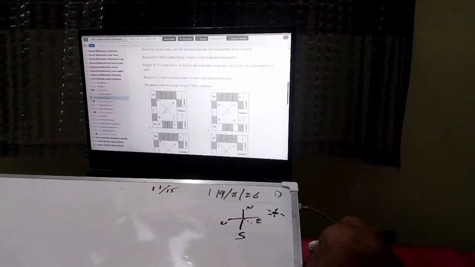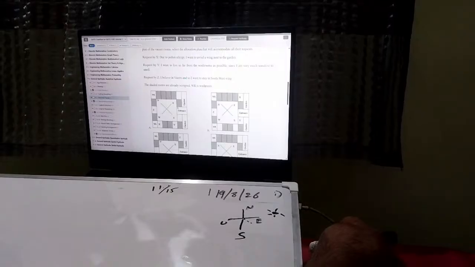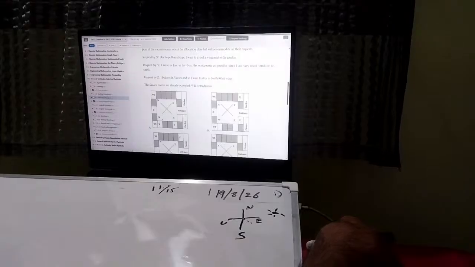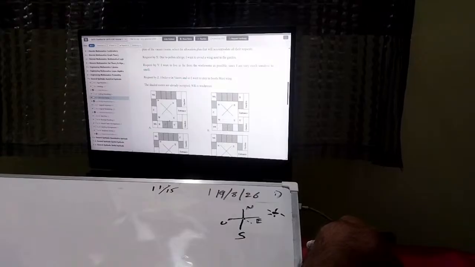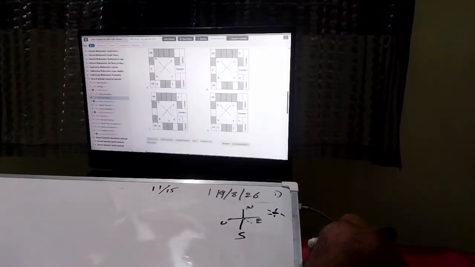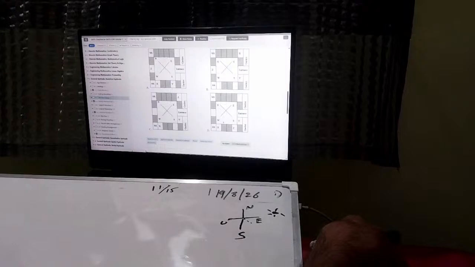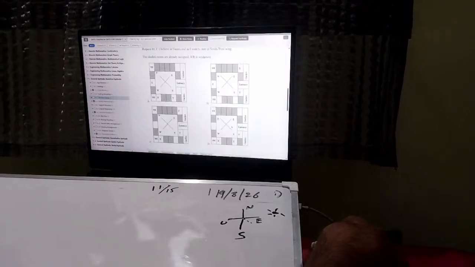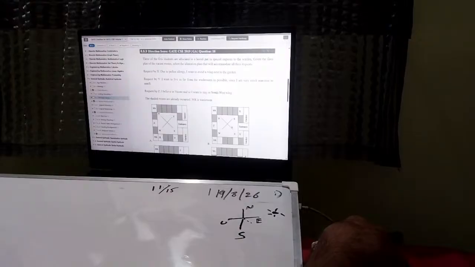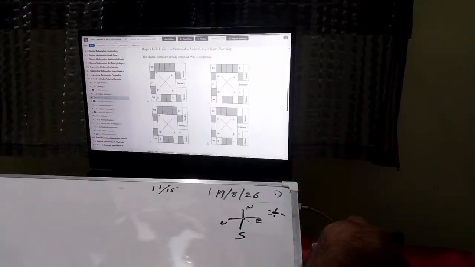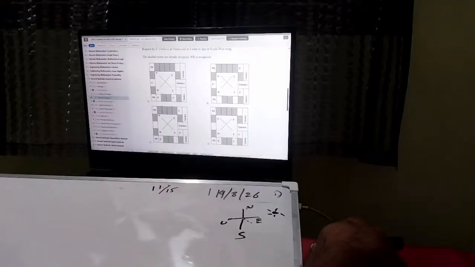Z is southwest. Southwest means what? Southeast, this is southwest. Z wants to stay here. I think option D. Let's see, option D. Z matches. And what is X's request? I want to avoid a wing next to the garden. This is one wing next to the garden.